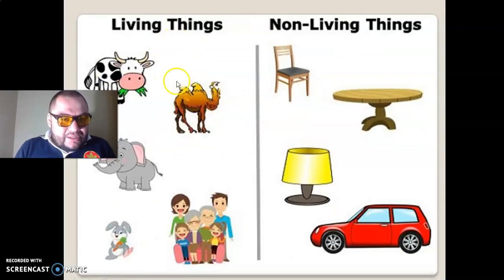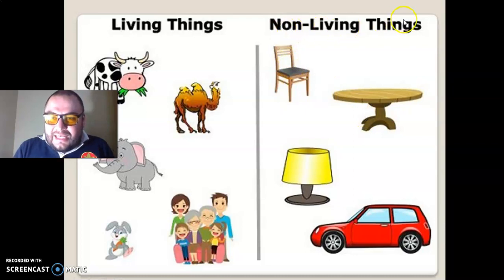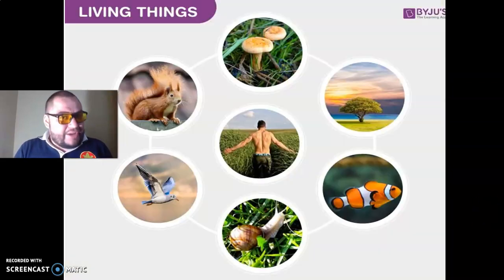Living things. For example, the animals, ya lo habíamos visto, the animals and the people, right? One person or the people, the family is living. Non-living things. The table is not living. The lamp, the chair, or the car. The car is not living. No porque se mueva, ¿verdad? Si se mueve, alguien lo va manejando. But the car is not living, first graders.